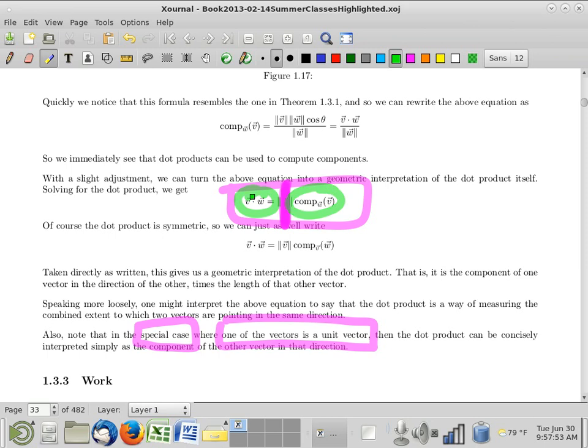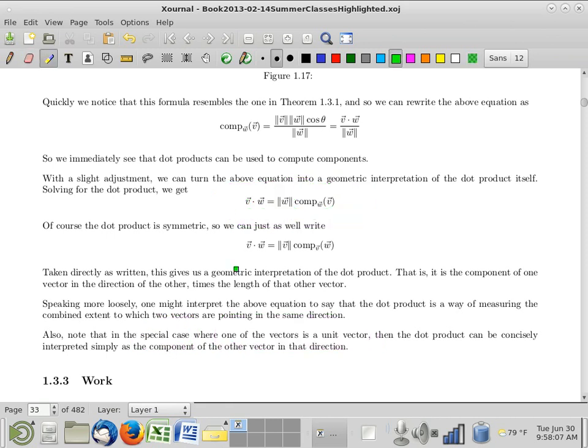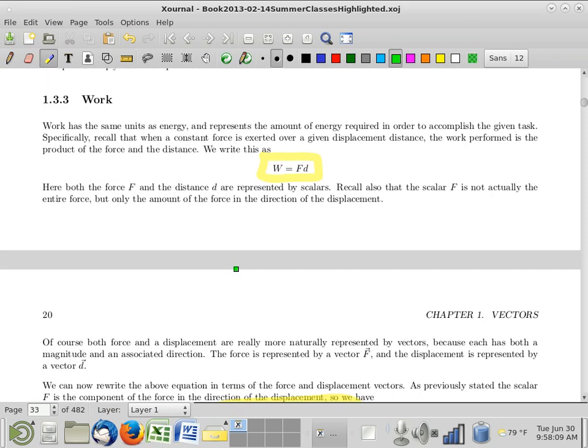All right, now, so the good thing about that is it rolls off the tongue nicely. The dot product is the component. The bad news is it's only true in the special case. So, anyway. All right, here's another application. It's an old physics idea.